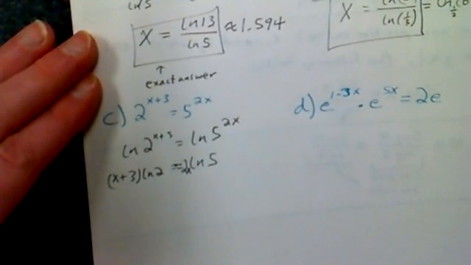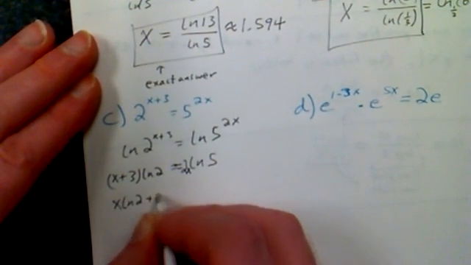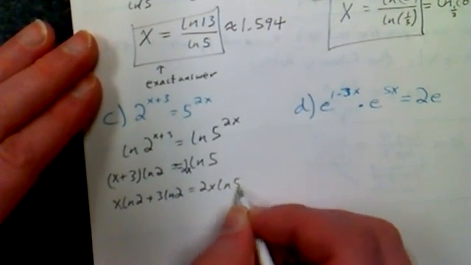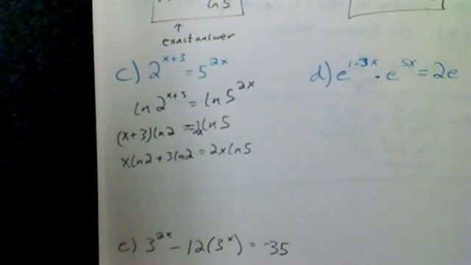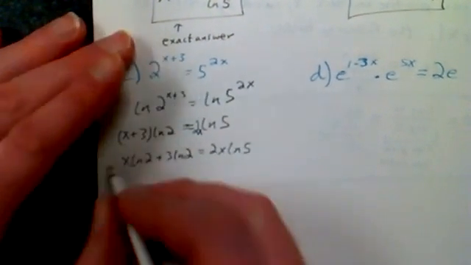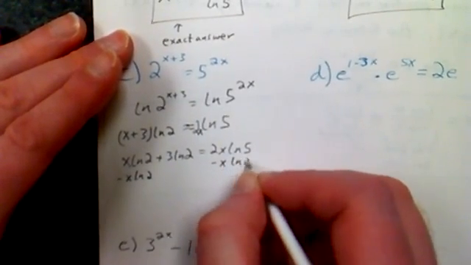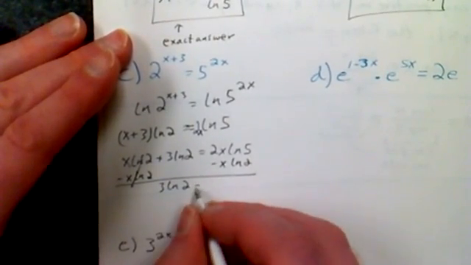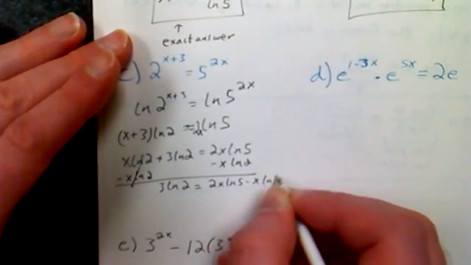Then let's see what we got. Well, it looks like we have x natural log 2 plus 3 natural log 2 equals 2x natural log 5. Now, like I said before, don't get intimidated by all these natural logs. These are just numbers. So how do I get x? Well, I should probably get them on the same side of the equation. So I'll do this. That's going to leave me with 3 natural log of 2 is equal to 2x natural log 5 minus x natural log 2.